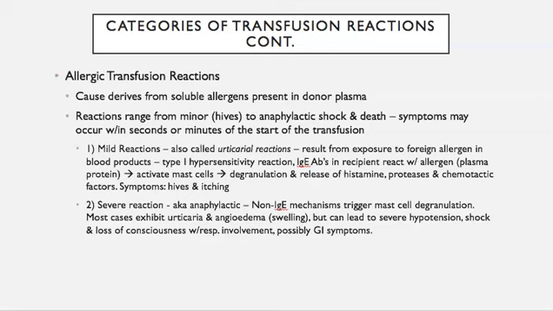A more severe reaction, which is referred to as anaphylactic, is due to a non-IgE mechanism. It triggers the mast cell degranulation. Most cases are going to exhibit urticaria, which is wheals or hives, and angioedema, which is swelling, but it can also lead to severe hypotension, shock, loss of consciousness with respiratory involvement, possibly also GI symptoms.